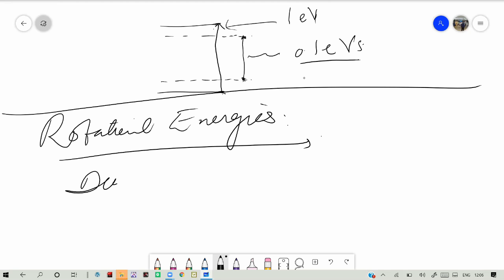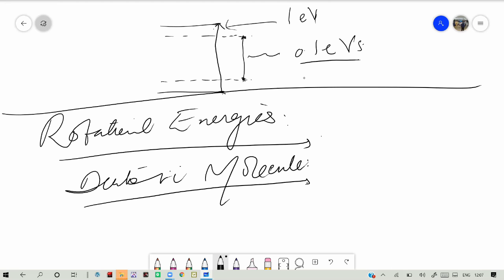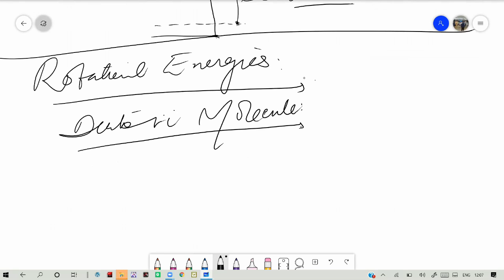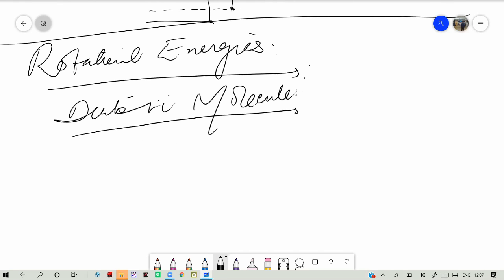Take the simplest case of a diatomic molecule. It is separated by some nuclear distance a, and it rotates with some angular velocity omega about an axis. This is atom A, this is atom B, for example. Then it has a moment of inertia when the molecule rotates.